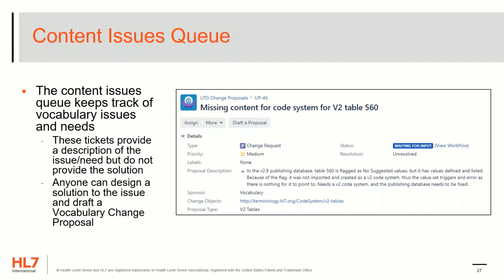The proposal's description describes the content issue being documented by this ticket. The sponsor field indicates the HL7 work group that would be best to suggest a solution. The change object field lists the URL of any existing vocabulary artifacts that are related to the content issue or need. You can click the link and go directly to the current state of the vocabulary artifacts, which can be helpful for seeing the content issue in context. And lastly, the proposal type indicates the product family of the content in which the issue has been identified.